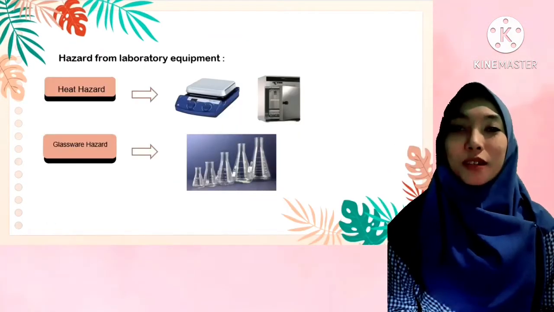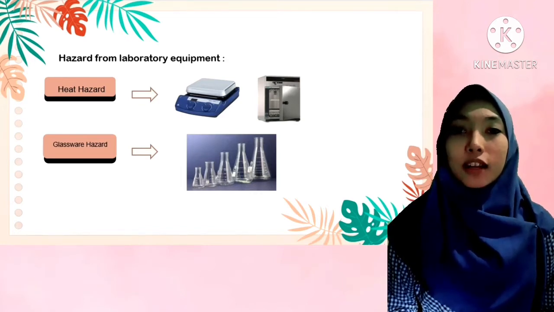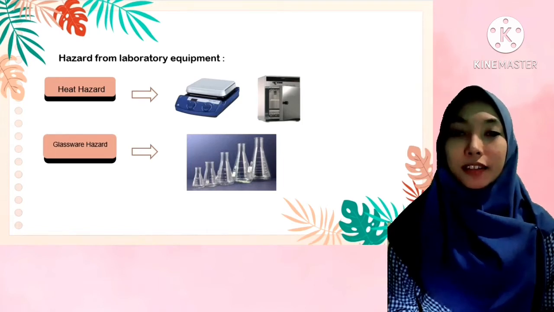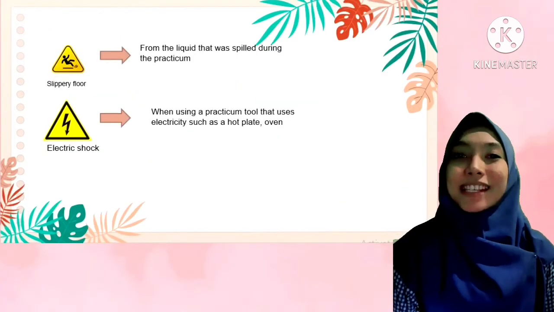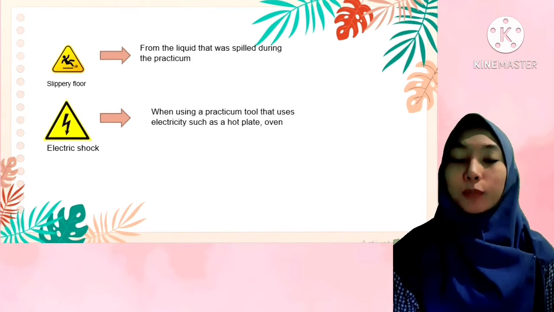Next, hazards from laboratory equipment. Heat hazard from the use of heat-generating laboratory equipment such as hot plate and oven. Cluster hazard, danger from fragile laboratory equipment such as beaker. Next hazard in the chemical laboratory: slippery floor from liquid that was spilled during the practicum. Electric shock when using a practicum tool that uses electricity such as a hot plate and oven.